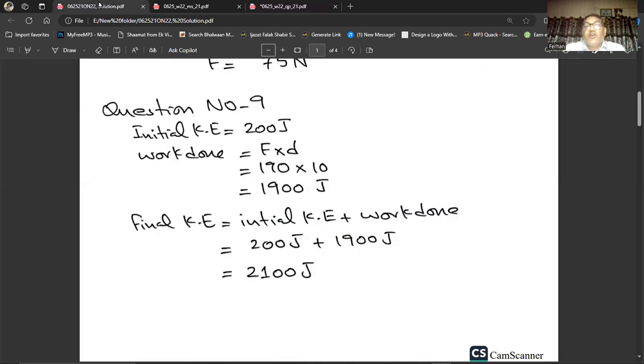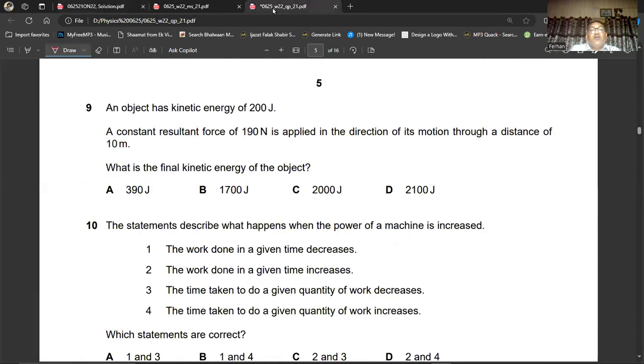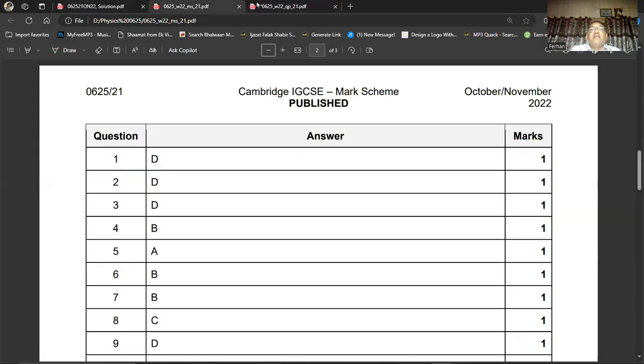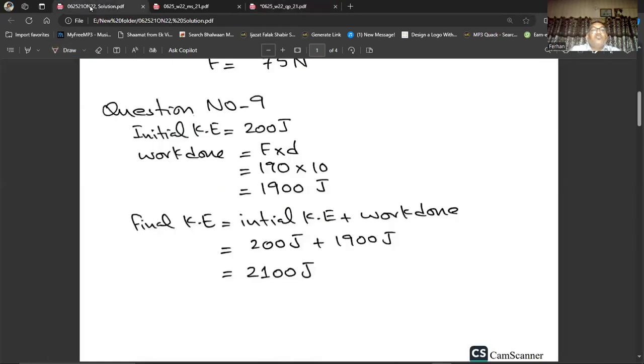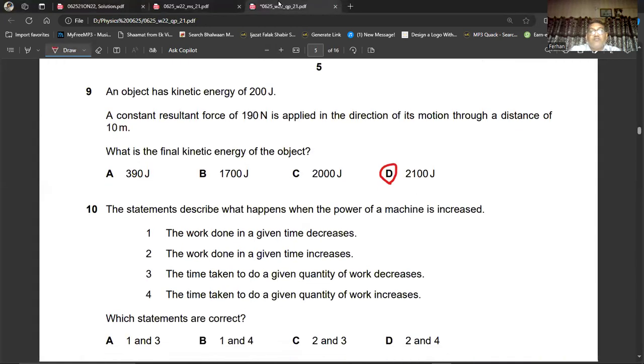Initial kinetic energy is 200 joules. The work done is force multiplied by distance. So 190 Newton multiplied by 10 meter, that is 1900 joules. Final kinetic energy will be the initial kinetic energy plus the work done. So 200 joules plus 1900 joules, that is 2100 joules. 2100 joules. D is the right option, sir. Question number 9, D is the right option. So this is how this work is done. You can pause the video. So we are going to the next question, and the next question is question number 10.